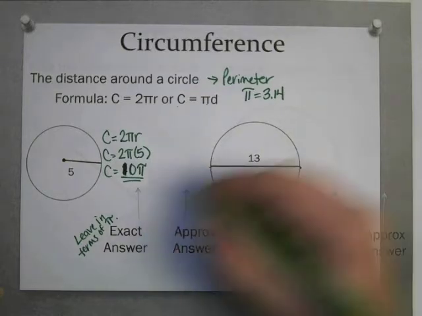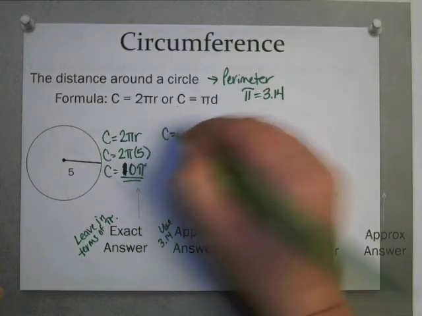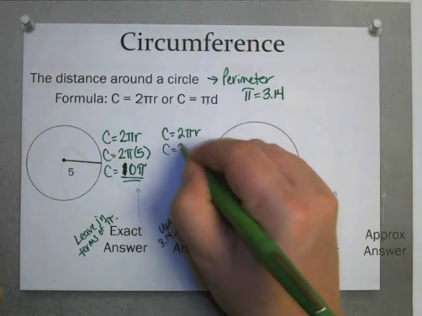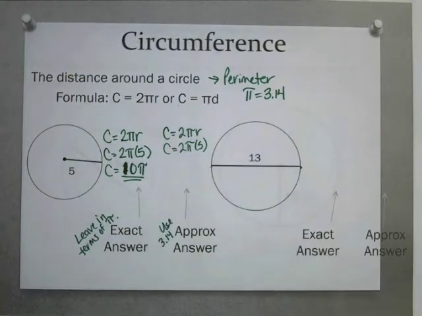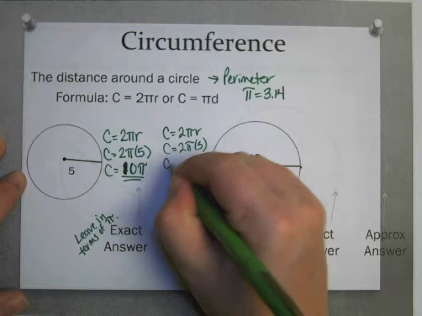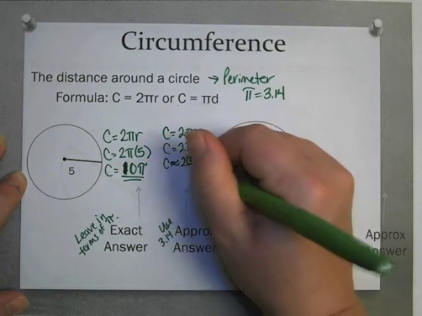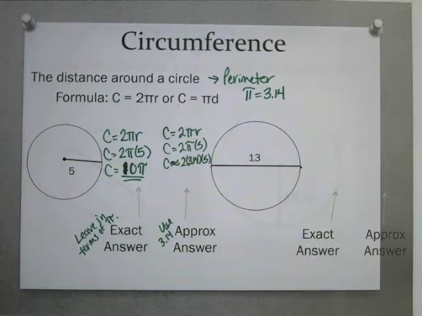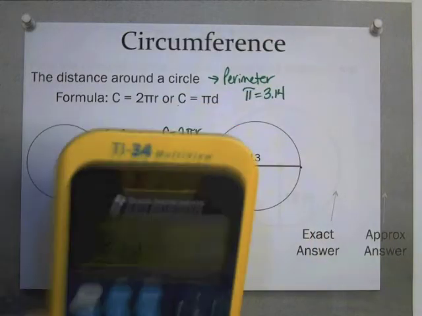All right, the approximate answer, that's where we plug in pi. We use 3.14. So our circumference is still 2 pi r. We still plug in the same thing, plug in 5. Only this time we're going to change that to approximately, because when we have approximately, we're going to use 3.14 because we round it. Because remember, pi is a number that goes on forever and ever. So plug that into the calculator.